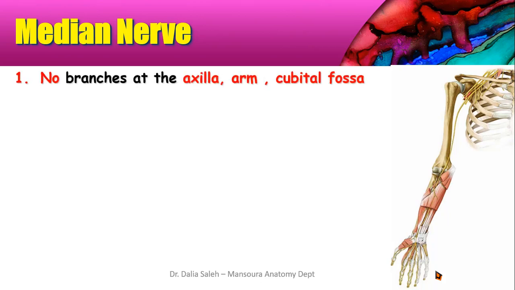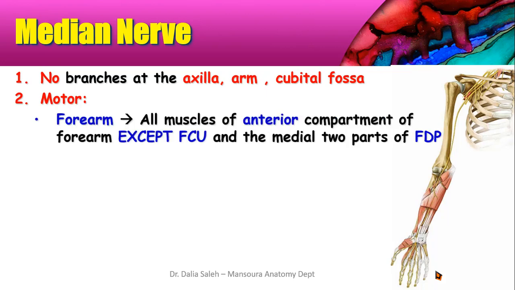It has no branches at the axilla or the arm or at the cubital fossa. It starts to give its branches at the forearm, so it has motor branches to all the muscles of the anterior compartment of the forearm except the flexor carpi ulnaris and the medial half of the flexor digitorum profundus. It also has motor branches in the hand.